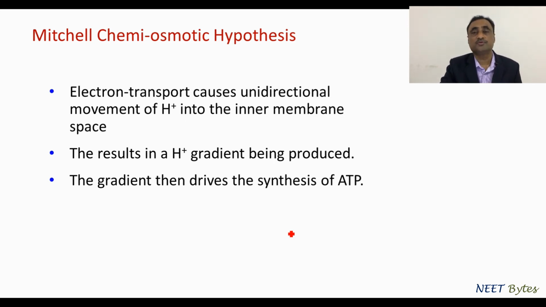Let's talk about the Mitchell chemiosmotic hypothesis. Okay, so right now we have seen that during the electron transport system, the electron is being transported through the membrane and the hydrogen ion is being pumped into the perimitochondrial space. As a result, what will happen? That perimitochondrial space will become more acidic, or the hydrogen gradient will be produced. Okay, the entire membrane is impermeable for the passage of the hydrogen.